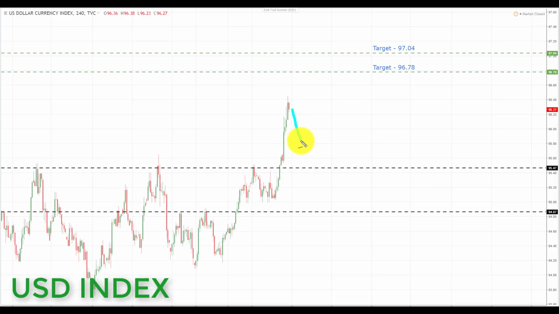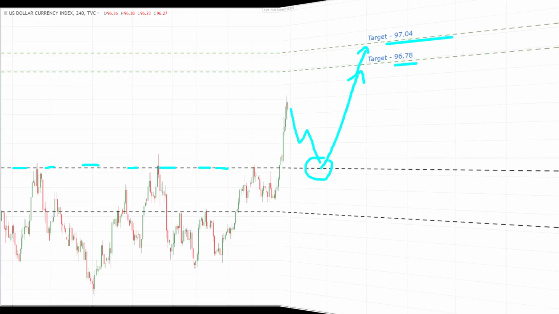And secondly, if we can get a pullback and a retest of broken support turning resistance, and in this case you can see this is in fact also the top of the range, we're going to be looking, if we get this kind of price action, to initiate longs up towards the first key area of resistance to the upside in the target set at the 96.78. And if we get a breakthrough here, we're going to be looking up towards the next key area of resistance to the upside in target 2 at the 97.04.